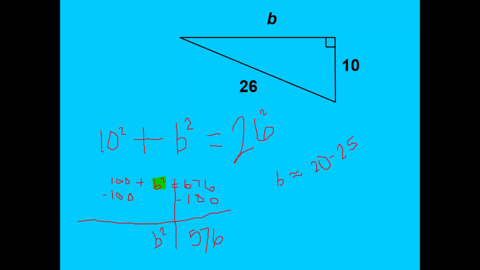Using that same logic, we could actually narrow it down. We know that 20 times 20 is 400, so we could eliminate that and say that it's somewhere between 21 and 25, which gets us a little bit closer. But for the sake of all of our assignments, we want to try to get the exact answer. So the exact answer when we plug it into our calculator is that B is equal to 24.